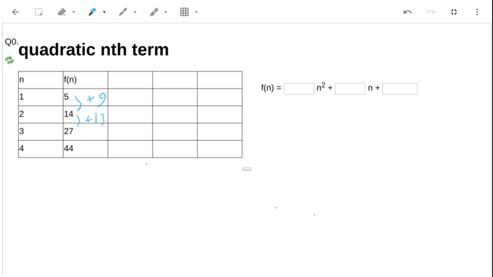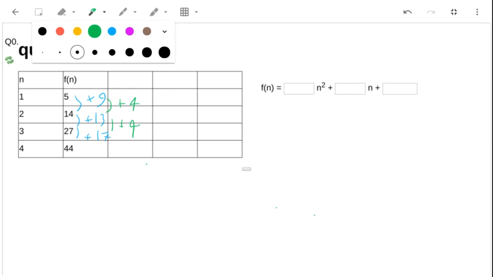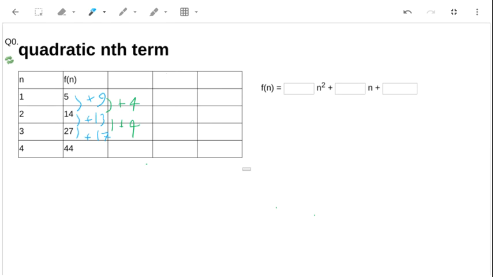I've got 9, 13, and 17. And because it's a quadratic, I've got to look at the next little gap, the gap of the gaps. And that's 4 each time. Now I've used that other column, but I do intend to add my own column.